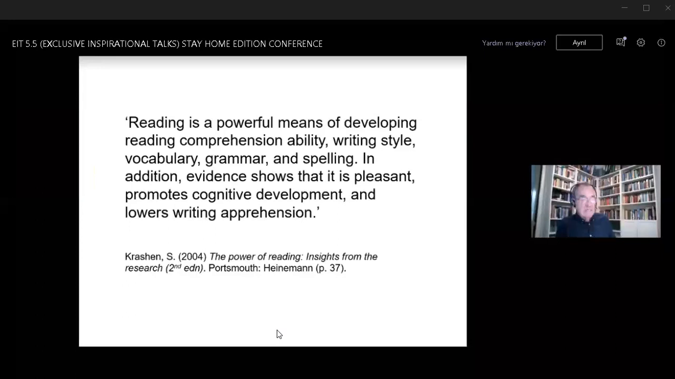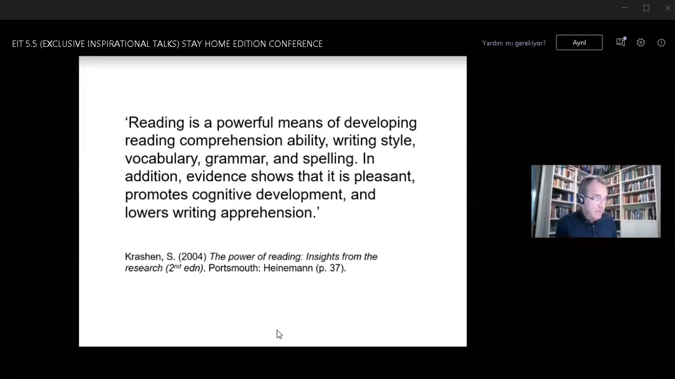And this book that came out a few years ago now, he says, and this is about not just the second language, but also first language literacy. He's a great advocate of libraries, for example, not closing them all. Because reading is a powerful means of developing reading comprehension ability. Obviously, you get better comprehension, but also writing. It impacts on writing, vocabulary, grammar, spelling. And not only that, it's pleasant and it promotes cognitive development, improves our brain skills, our mental capacity, and it lowers writing apprehension.